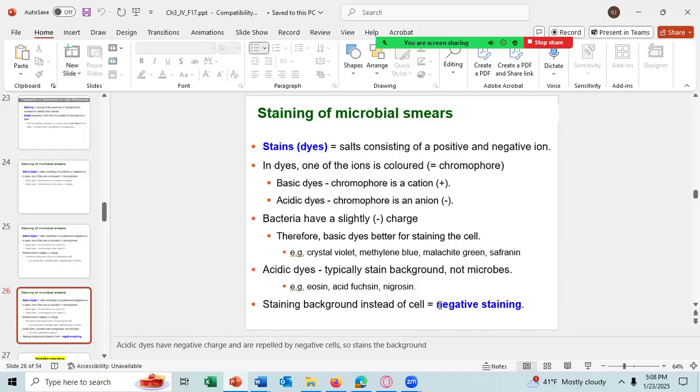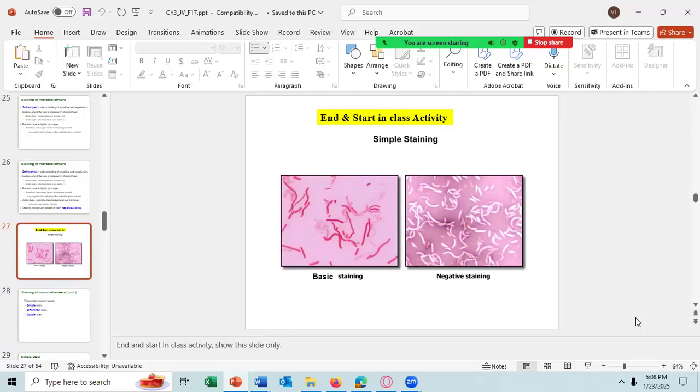So a negative stain stains the background of the slide, not the cell, because the cell is negatively charged and the dye is negatively charged. Any question about that? Here we're looking at two slides, each of them stained with a simple stain. This is a basic stain highlighting the cells, and this is a negative stain, which puts the color in the background. But as you notice, the cells are quite visible. And the reason why they're so visible is simply because a stain, all it does is increase the contrast between the cell and the background. And that includes negative stain as well. Any question about any of that?